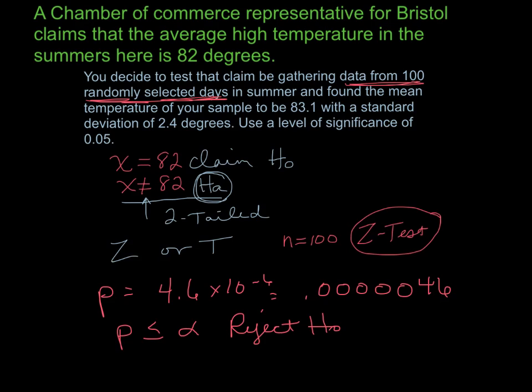In this case, our p-value is tiny. So yes, it is less than our level of significance of 0.05. So we checked that. Yes, that happens. So we are rejecting the null. We have determined that the null is not true. So that's the golden rule.